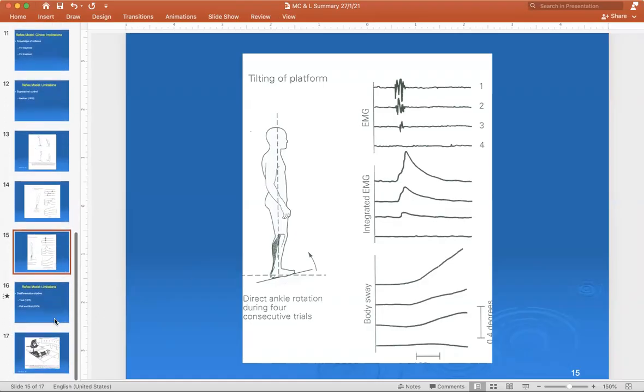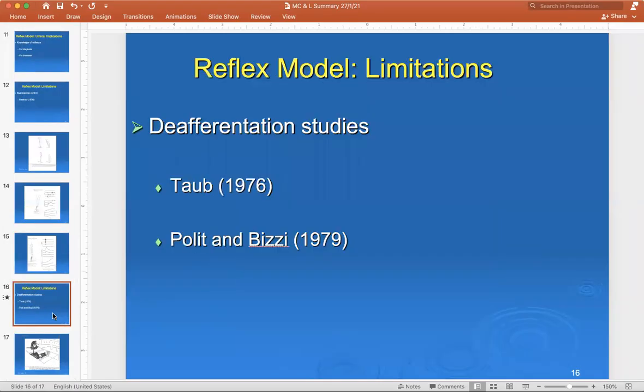Another experiment showing limitations to a pure reflex model is deafferentation studies. Taub's work, where he cut the dorsal roots of a monkey on his brachial plexus, and therefore the monkey could not feel, for example, his right arm. So when you do that to a monkey, the monkey will basically not use the right arm anymore and use the left arm for all his everyday activities.